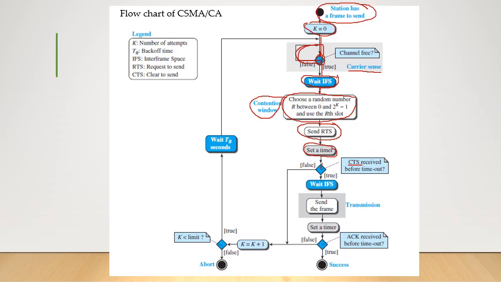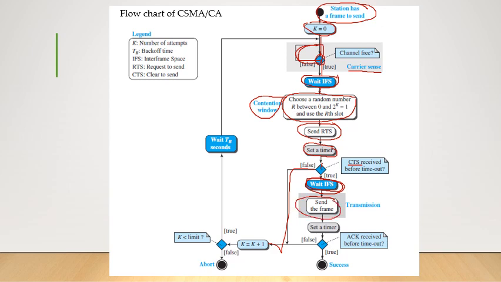If I receive it, then I'll again wait for IFS. If not, I'll increase k is equal to k plus 1, and again the same mantra how we have already done in all the methods before in CSMA or CSMA CD. So that we'll do again. Anyway, coming back, if at all CTS is received before the timeout, we'll wait for IFS and then we will transmit the frame.